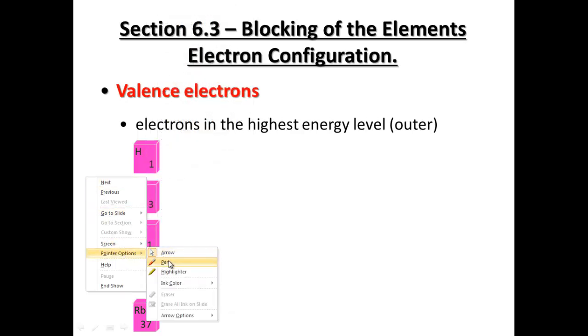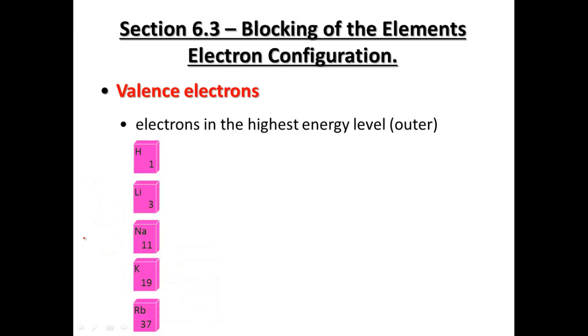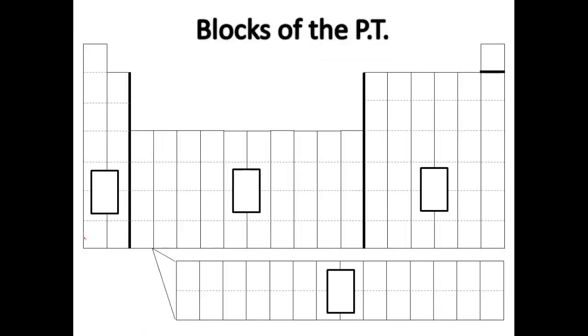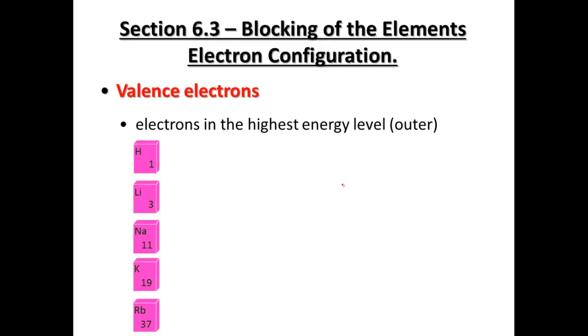We're going to start into section 6.3 in our notes, blocking the elements in electron configuration. As we go today, a couple things you'll need out. First off, your chemistry notes, and secondly, grab your packet of worksheets and turn to the page labeled blocks of the PT. I think it's about the third or fourth page in. It's got some empty spots on it. You'll need that as we go, so make sure you grab both of those out before you continue.